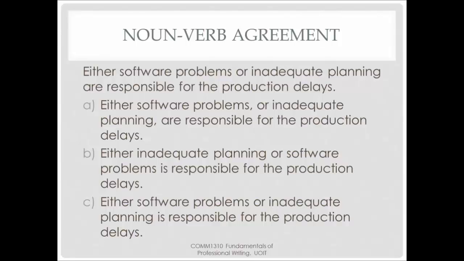Is it A, either software problems or inadequate planning are responsible for the production delays, or B, either inadequate planning or software problems is responsible for the production delays, or C, either software problems or inadequate planning is responsible for the production delays? The only thing wrong in the original sentence is that the verb must agree in number to the closest noun. So C is the correct answer. So it's with the verb agreement.